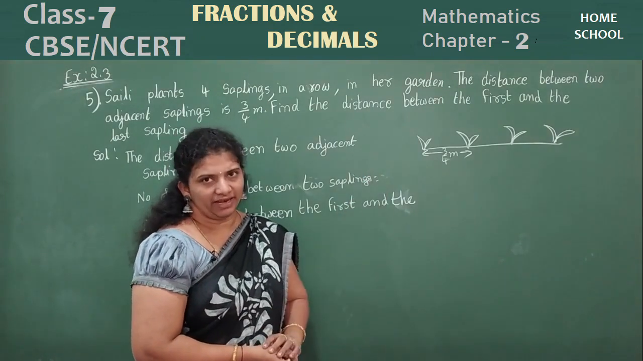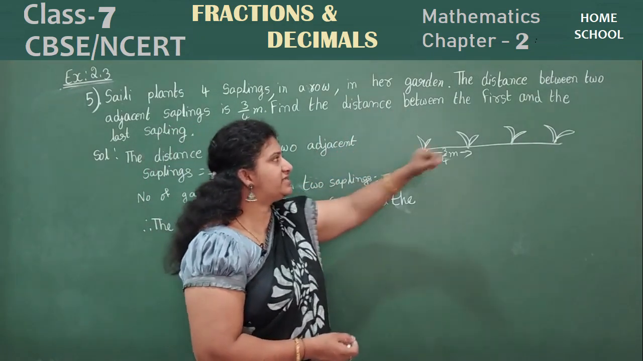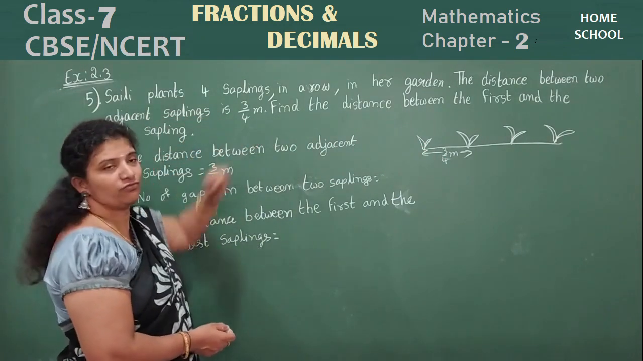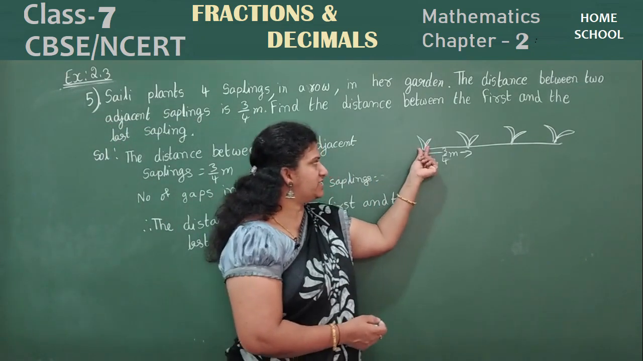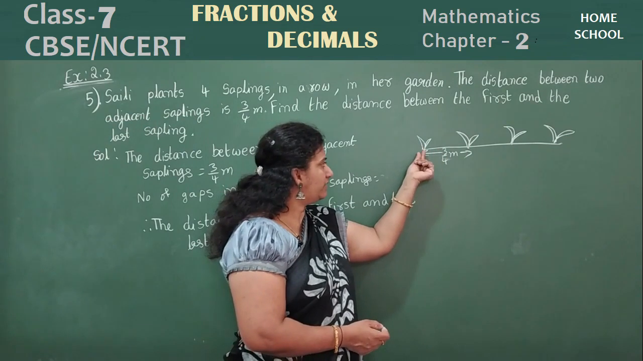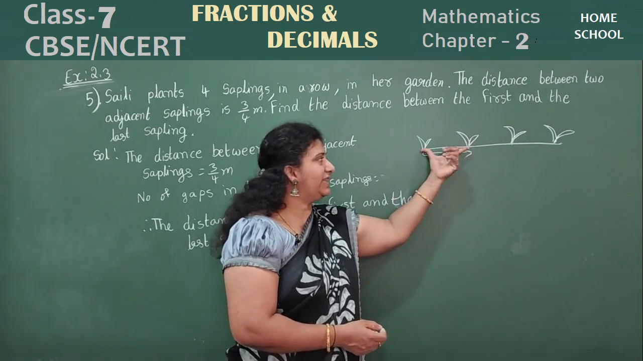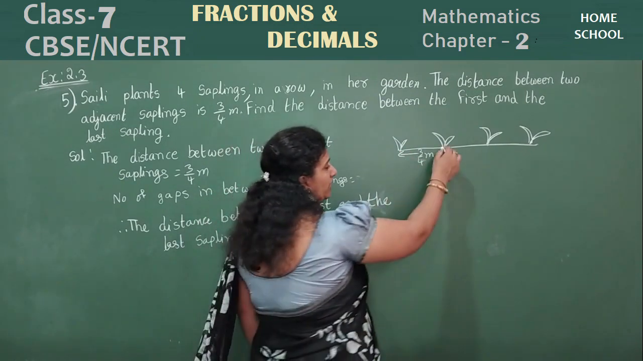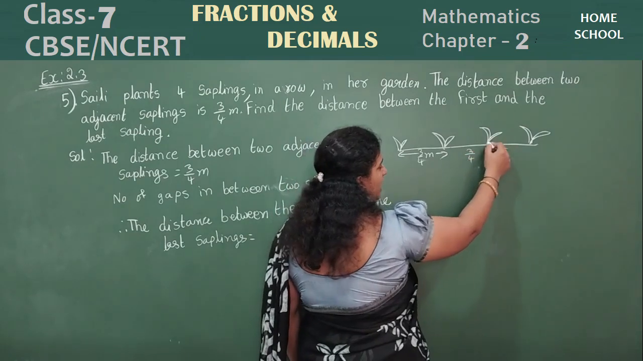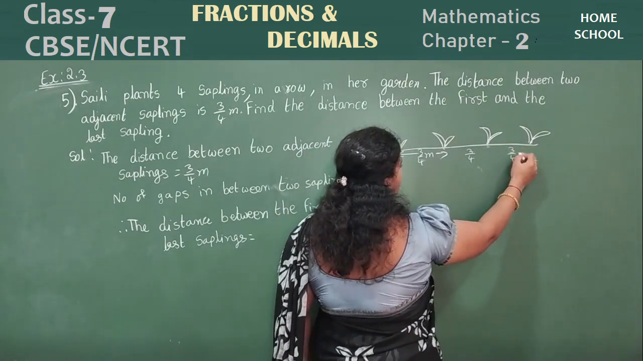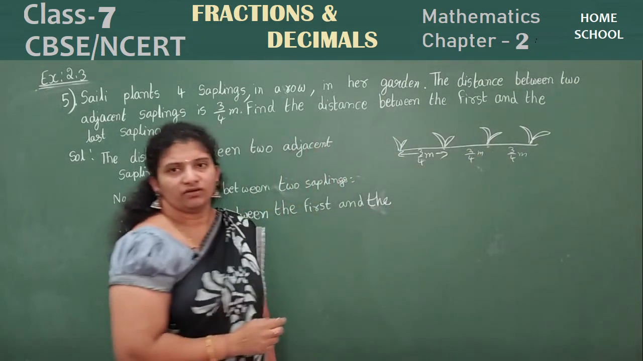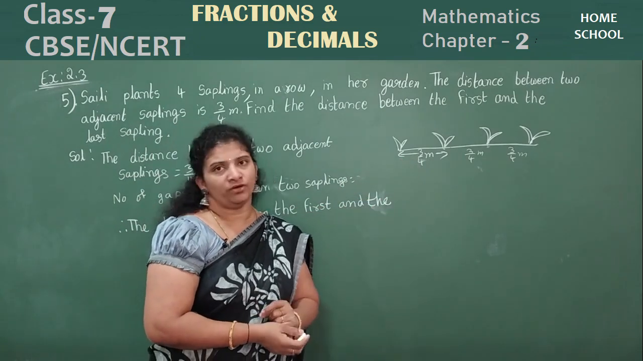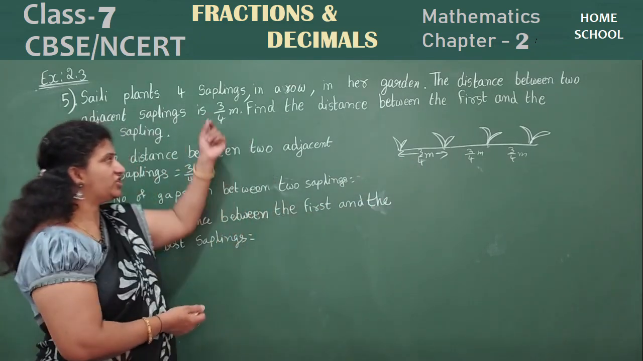4 saplings have been planted. So now the distance between 2 adjacent saplings is 3 by 4 meter. So the distance between 2 saplings, this and this, in between these 2 saplings, the distance is how much? 3 by 4 meter. Then in between these two also 3 by 4, and in between these two is also 3 by 4 meters. Okay, the distance between 2 saplings is how much? 3 by 4 meters. So what is your question?